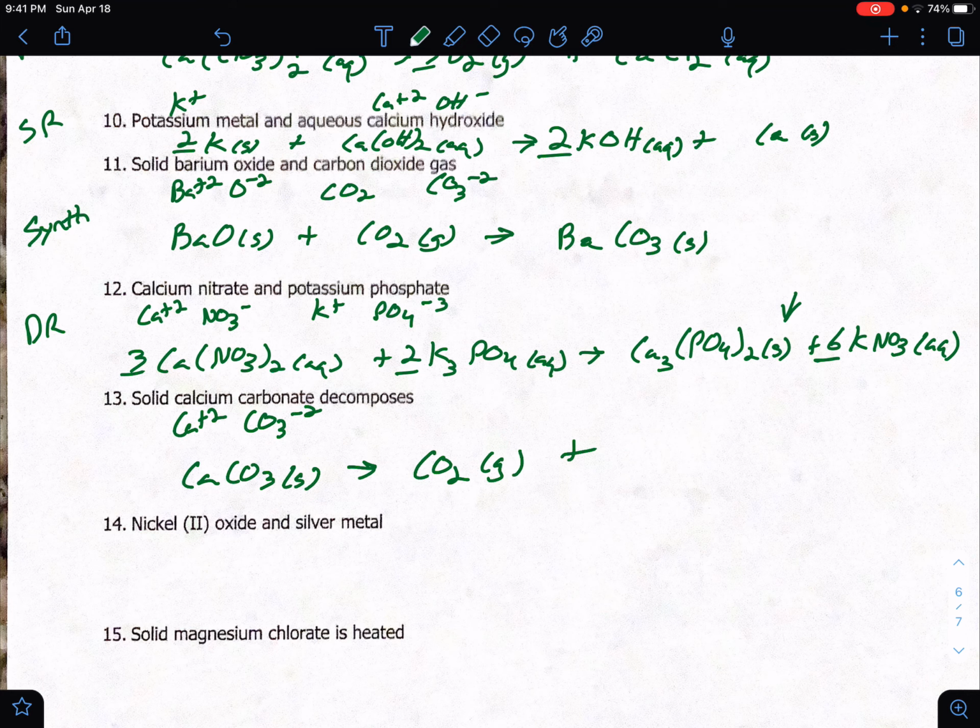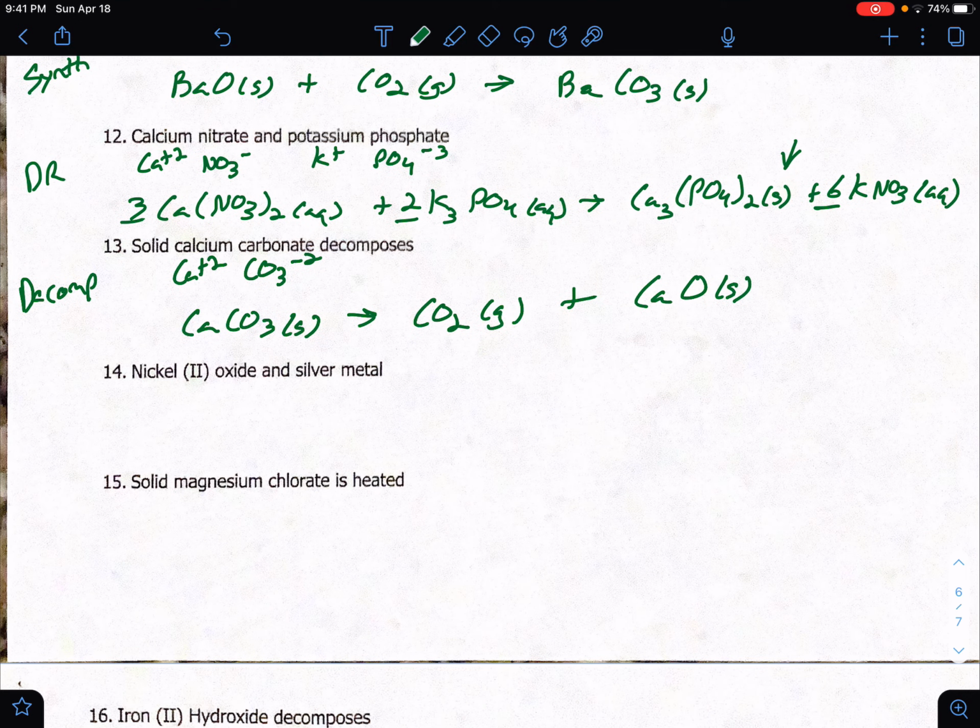Plus, remember, calcium is not going to want to get rid of everything. It's going to hold on to one of those oxygens because carbon already left. So this is going to be calcium oxide, CaO, which is going to be a solid. So this is decomposition, and this one's already balanced, so this one's actually done.